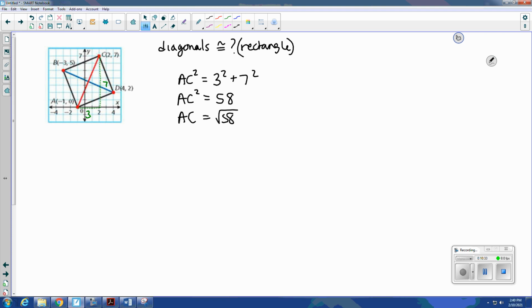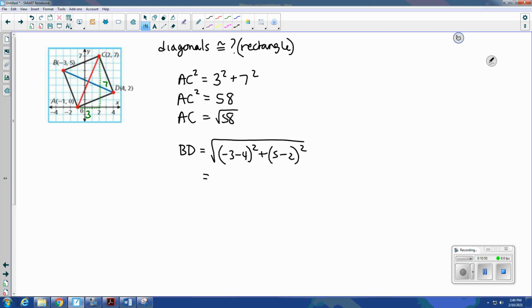Now let's check the length of BD. So we'll say BD, the distance from B to D, using distance formula, should be the square root of the difference in the x values plus the difference in the y values.